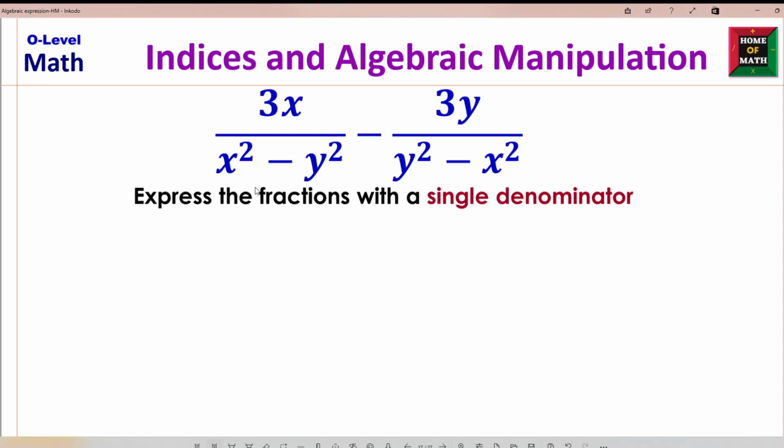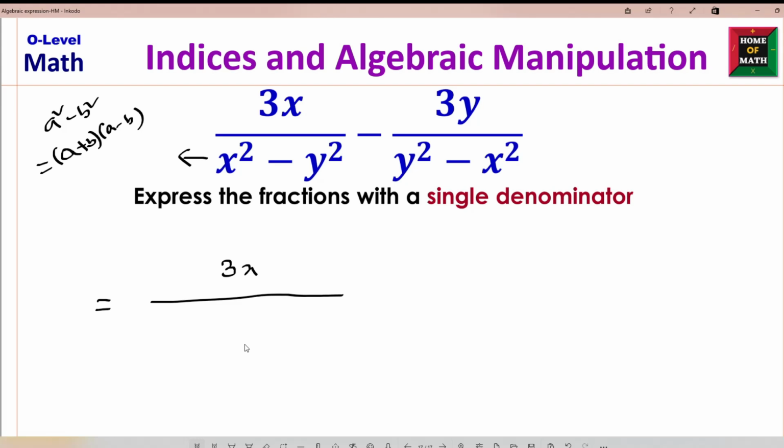Here are two fractions. One is 3x divided by x square minus y square, minus another one, 3y divided by y square minus x square. So we can write, here is 3x, and this one looks like a square minus b square. It means a plus b into a minus b. So we can write here a plus b: x plus y and x minus y.